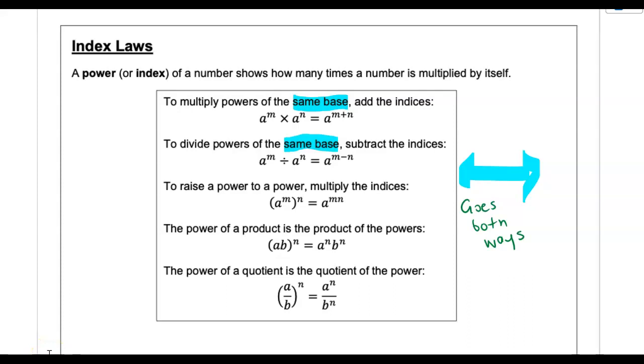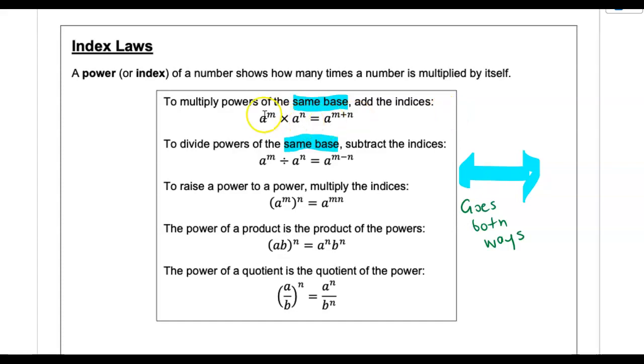In this video, we're going to have a look at index laws. So an index is either a power or an index. We could use either word. So let's have a look at the rules. The rules in the box here, we need to understand. Yes, you need to memorize them, but it'd be a lot better if we understood what was happening.